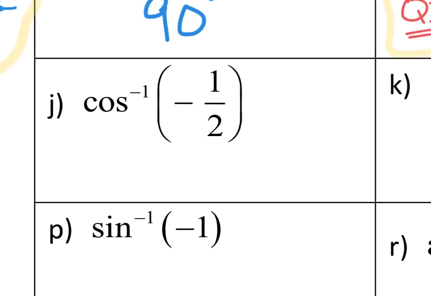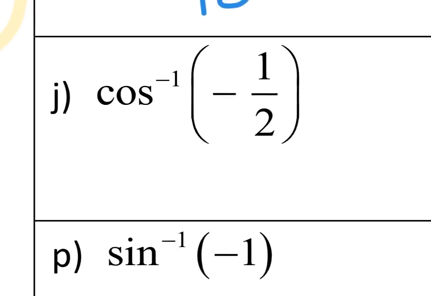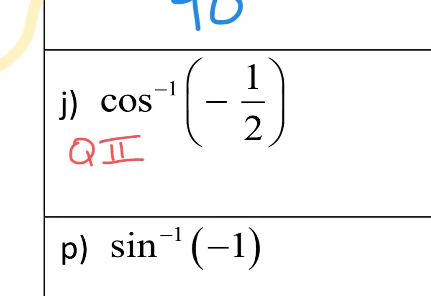In letter J, again, you have a negative input into inverse cosine, and so your answer is going to be a second quadrant angle. If it were inverse cosine of positive 1/2, your answer would be 60. And so what you need to do is consider where 60 degrees is in the second quadrant, and the reference angle is 60. So the answer here is going to be 120 degrees in the second quadrant.